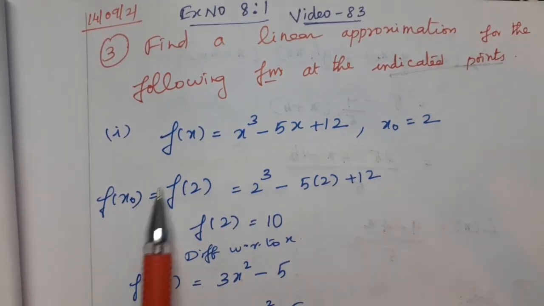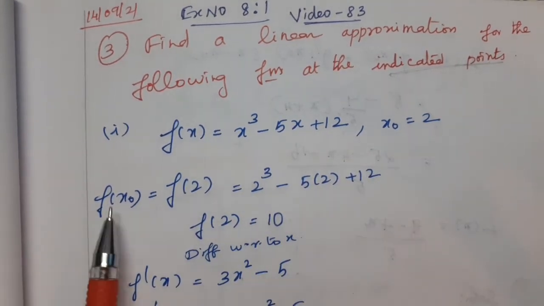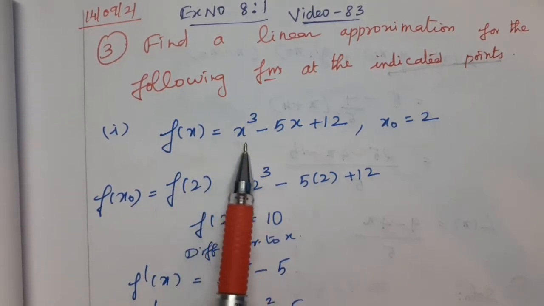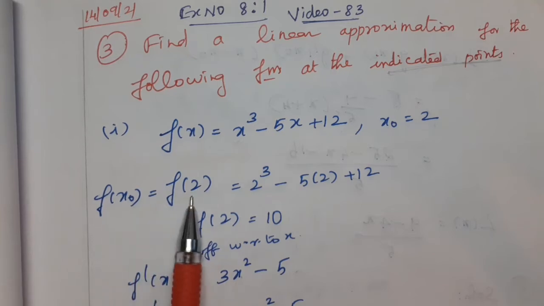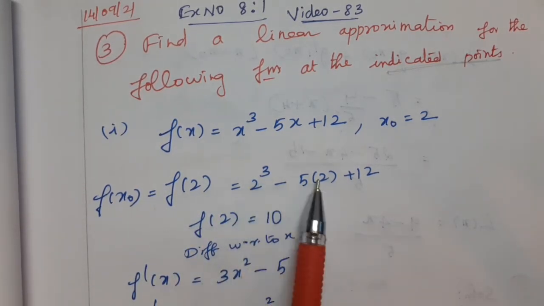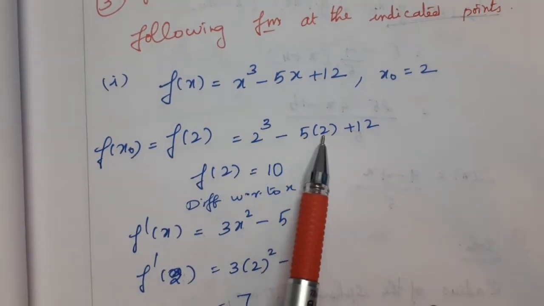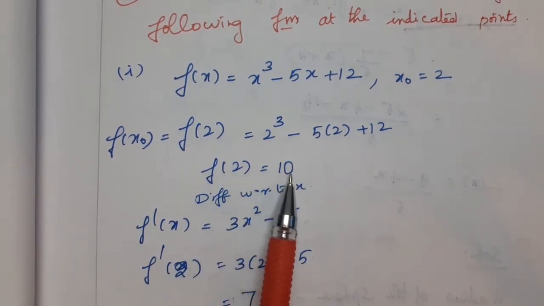Therefore, f of x naught, where the point is given, x naught equal to 2. So f of x naught equals f of 2. Instead of x you substitute the x naught value, that is, instead of x you substitute 2. So substitute 2 here: 2 cube minus 5 into 2 plus 12. 2 cube is 8, 5 twos are 10, plus 12. So after calculation we get f of 2 equal to 10.